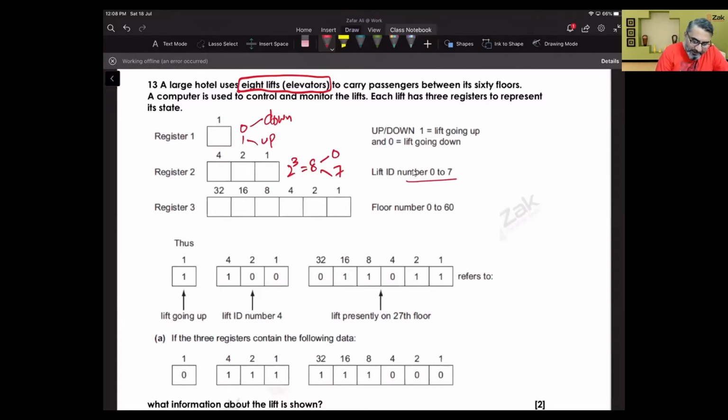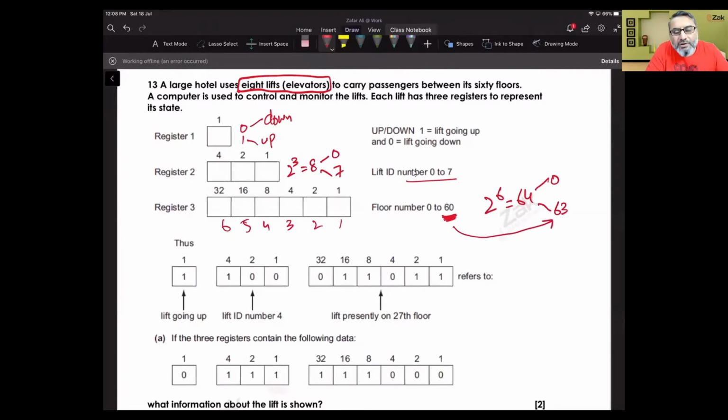And then there are 60 floors, 0 to 60. But how many bits in the register do we have? 1, 2, 3, 4, 5, 6. So 2 to power 6 is actually 64. So 0 to 63. Now you see the highest number of the floor is 60, whereas you can save 63 in it.